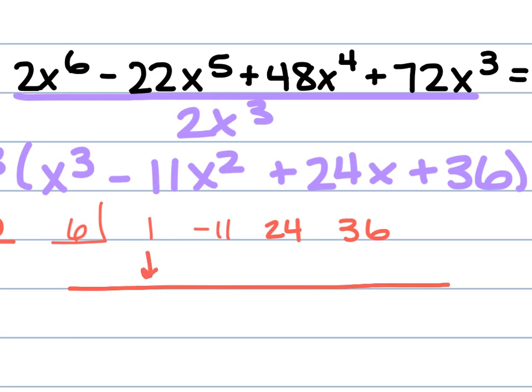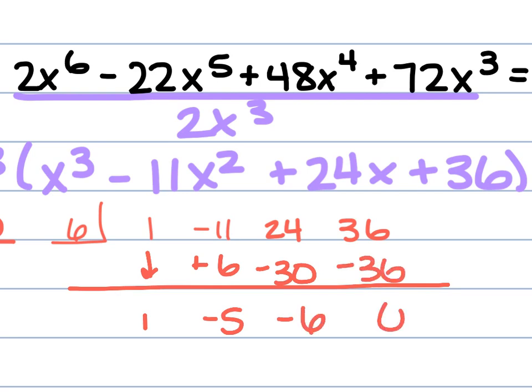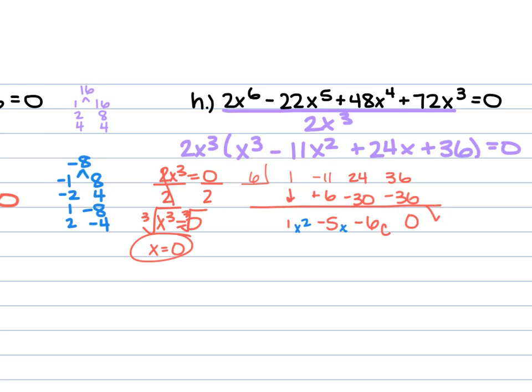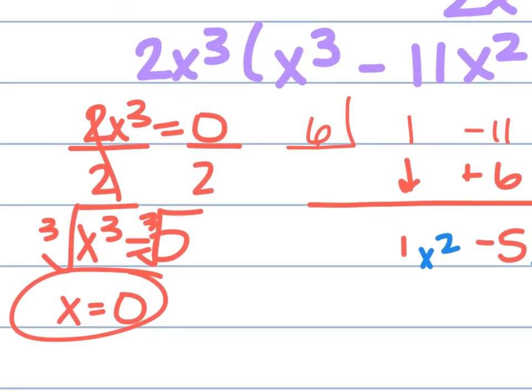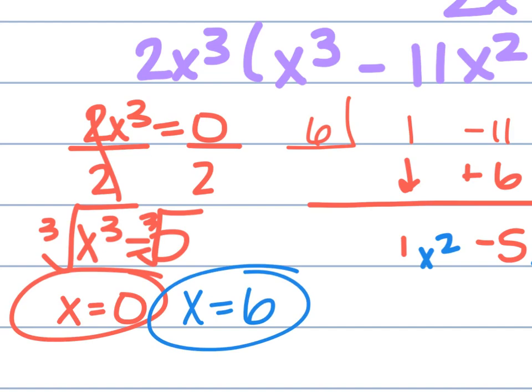I'm going to bring the 1 down, multiply it with the 6 to get 6, add it with the negative 11, I get negative 5. Negative 5 times 6 is negative 30. Add that with the 24, I'm left with negative 6. Negative 6 times 6 is negative 36. I get 0. That works. So the negative 6 is my constant. Then I have the negative 5, that's my x, and my 1, that's my x squared. So the x is equal to 6 is a solution as well. We're going to keep that with the 0.